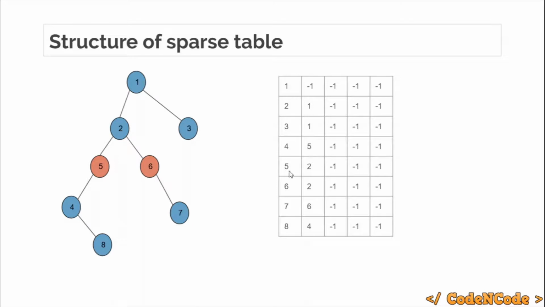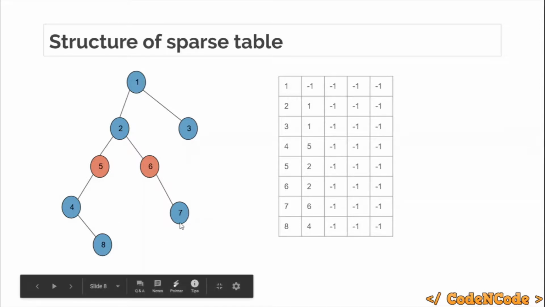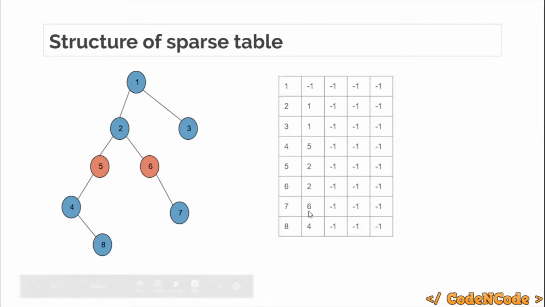Taking an example of 7. Since we have to calculate the 2 raised to power 1th parent, first we find the intermediary node, which is the 2 raised to power 0th parent of 7. The 2 raised to power 0th parent of 7 is 6; we can calculate it from the LCA array directly. So now 6 is our intermediary node. Now we ask 6: who is your 2 raised to power 0th parent? The 2 raised to power 0th parent of 6 is 2. So 2 is actually the 2 raised to power 1th parent of 7. So this is how you calculate it.